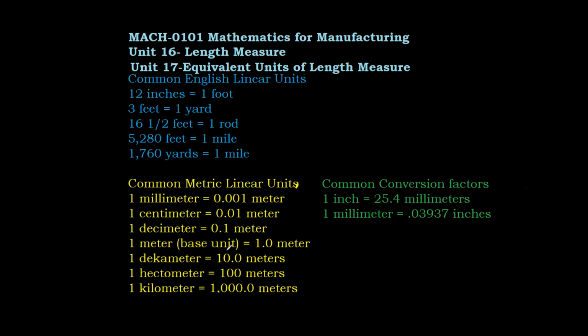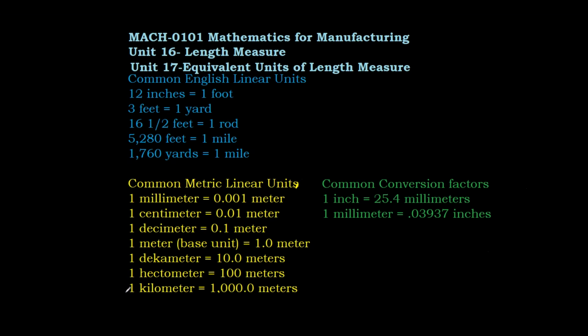10 meters is a decameter, 100 meters is a hectometer, 1,000 meters is a kilometer, 1/10 of a meter is a decimeter, 1/100th of a meter is a centimeter, and 1/1000th of a meter is a millimeter. So there are 10 millimeters to each centimeter, 100 millimeters to each decimeter. There are a million millimeters to each kilometer. So it's really an easy system to use.